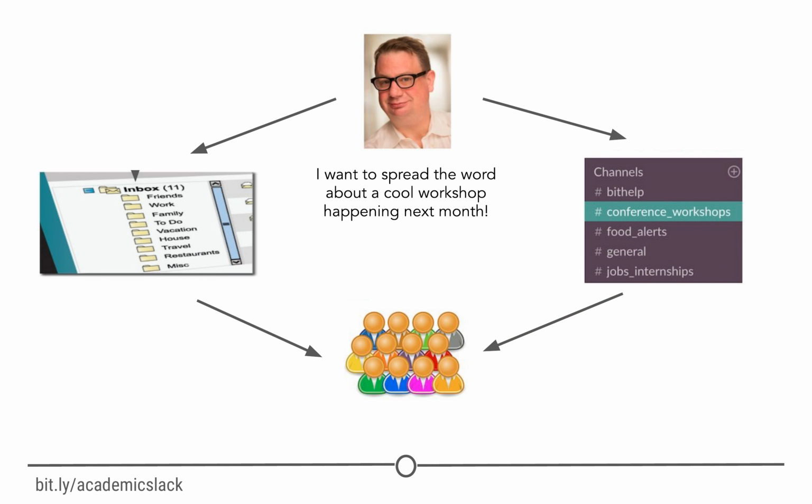A second option would be to post a message in a Slack channel named Conference Workshops. Now, only people that join that channel would receive the message. Furthermore, people who are interested in that workshop can continue their conversation back and forth using this channel. Importantly, used properly, this chatter can be restricted to only people interested in that particular workshop.